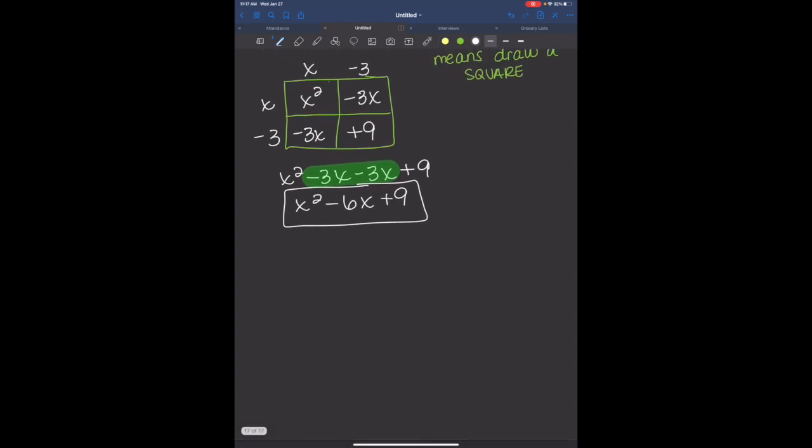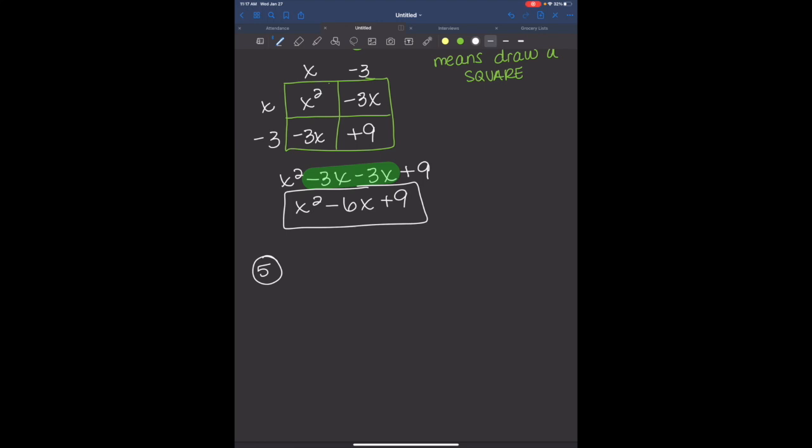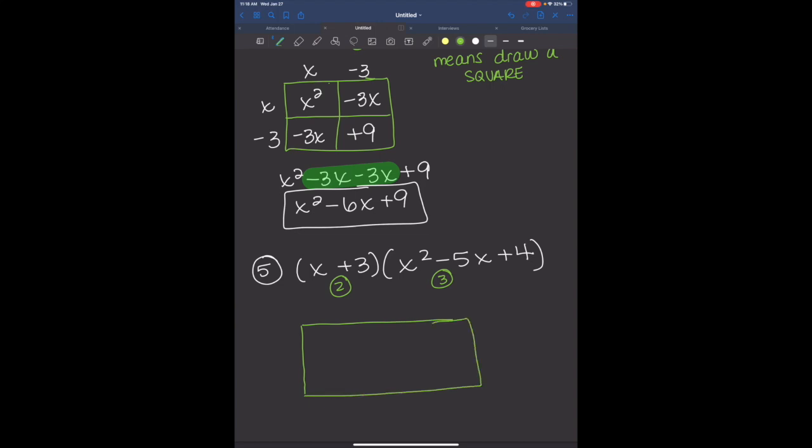For number 5, we're going to have a binomial times a trinomial. So x plus 3 times x squared minus 5x plus 4. So we're going to draw a 2 by 3 rectangle. We're going to put the x plus 3 on the left and the x squared minus 5x plus 4 on the top. And then we are going to multiply each box again.